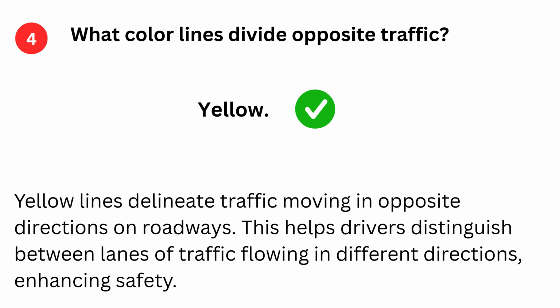Yellow. Yellow lines delineate traffic moving in opposite directions on roadways. This helps drivers distinguish between lanes of traffic flowing in different directions, enhancing safety.